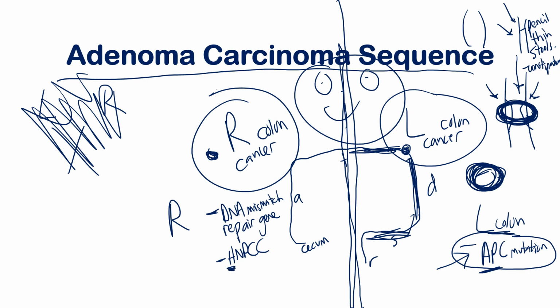So let's just look at what each letter means. Hereditary means, okay, it can be passed down. This is a genetic problem. Non-polyposis, okay, so this is not caused by polyps. So this cancer will just arise by itself de novo. It doesn't arise from a polyp like this other side.